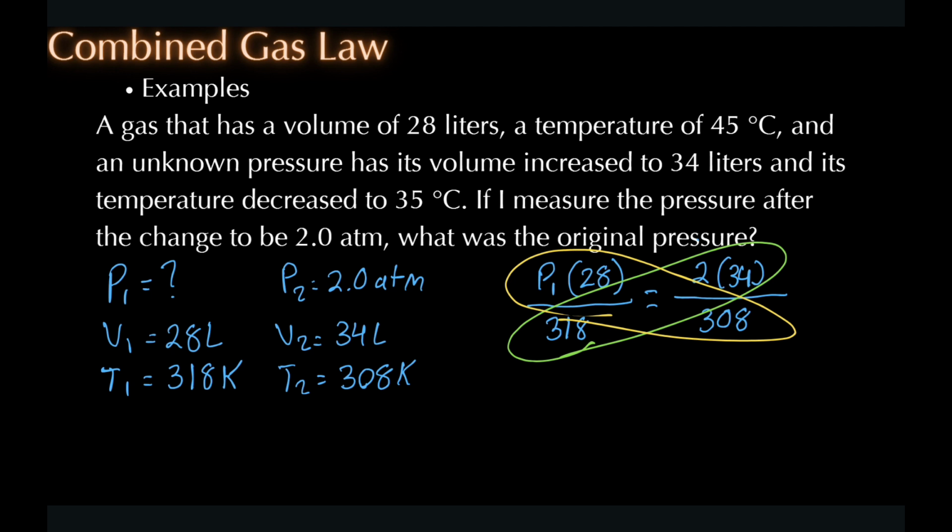divide and solve with our normal algebra that we would do, and we should get that the initial pressure is 2.5 atmospheres. So again, how we get that is that we are going to cross multiply and divide, solving for that unknown variable of P1, or the initial pressure.